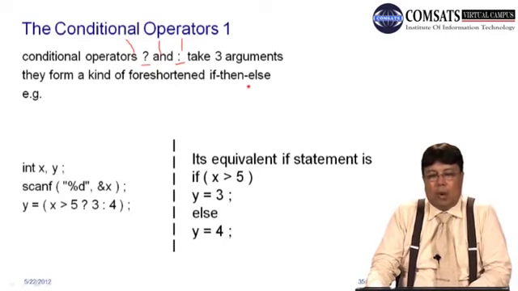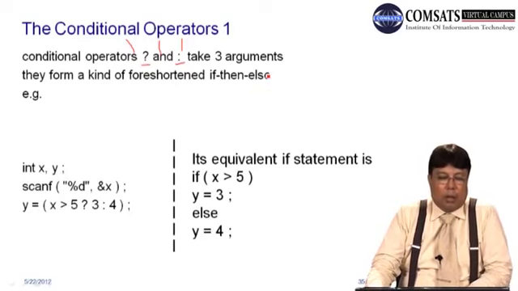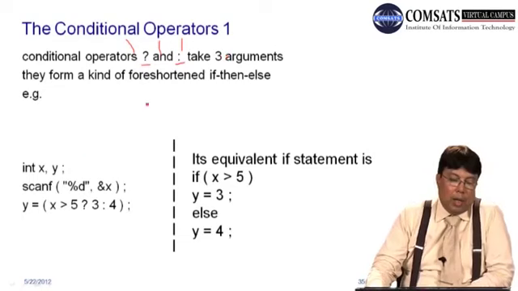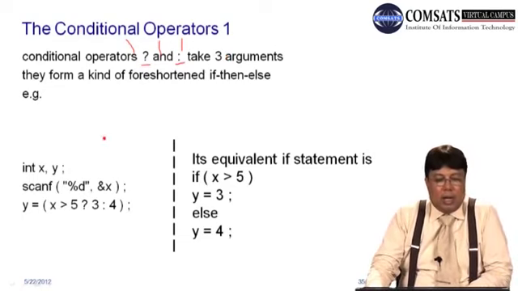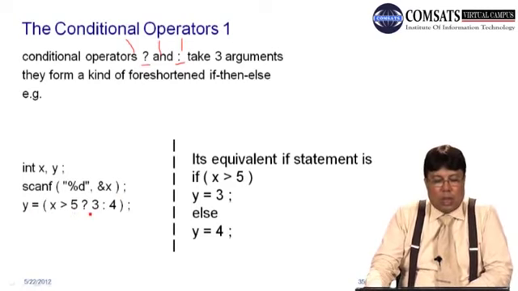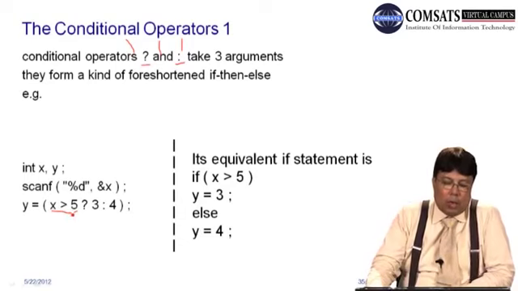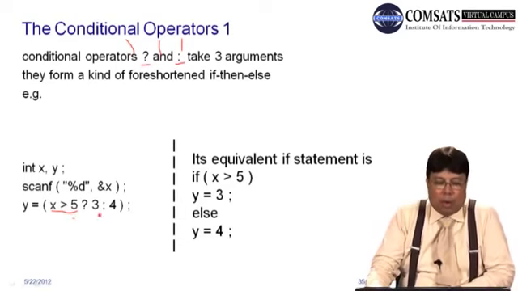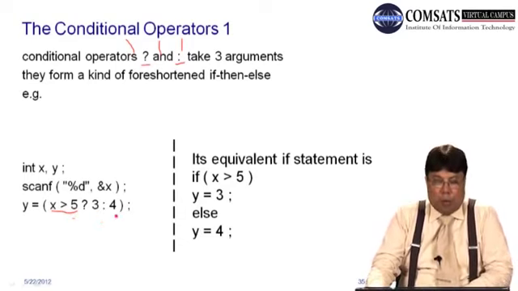If then else को हम 3 जगह पर यहाँ पर replace कर सकते हैं conditional operator से, but it's very tricky to operate. For example, you can say that integer x comma y, you read the value of x, so we say y is equal to x greater than 5 question mark 3 colon 4. So this is argument number 1, which is a test. We say that if x is greater than 5, if the result is true, the answer should be 3. If the result is false, then the answer of this expression is 4.